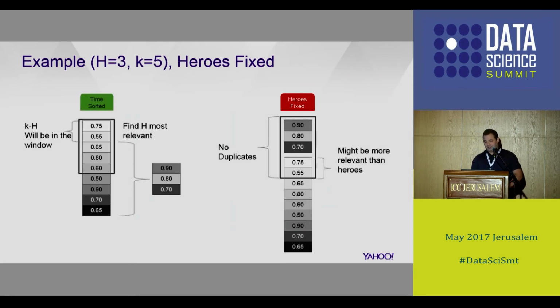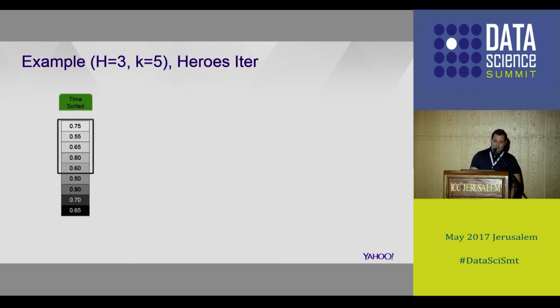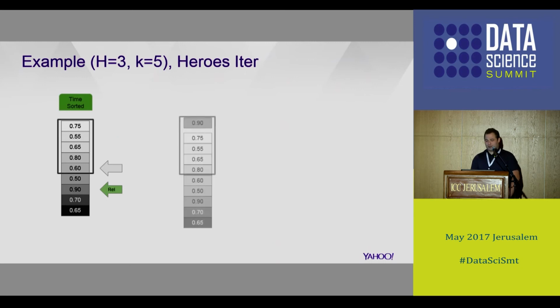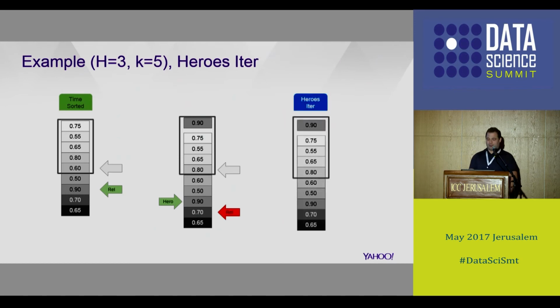And finally, for our iterative algorithm, we look at the most relevant message outside the window, compare it to the last message in the window. Is it more relevant? Yes. We choose it as a hero. Now it's on top. We do it again. The most relevant message outside the window is this one. Is it more relevant than the last message in the window? No. We stop. So for the iterative algorithm, we choose one hero, and this is it.